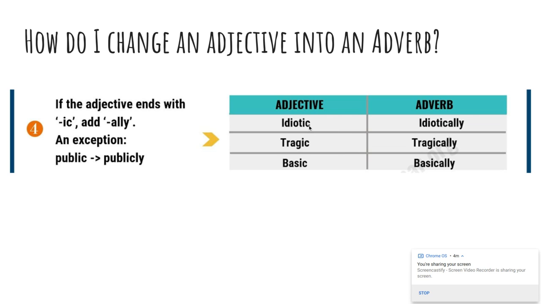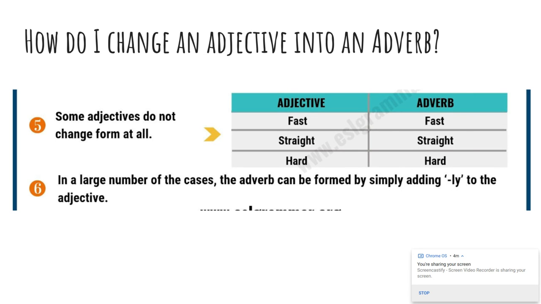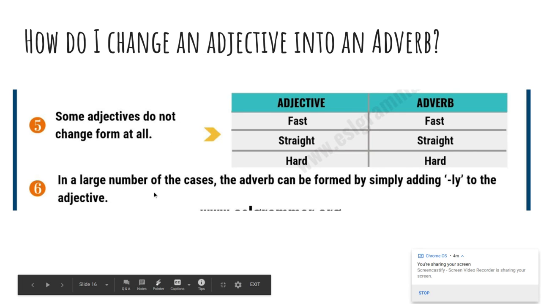Now, if the adjective ends in ic, like idiotic, tragic, or basic, we have to add ally. So it becomes idiotically, tragically, basically. And there are some adjectives that just do not get ly. They stay the same. Fast is still fast as an adverb, so is straight, and so is hard. But most of the time, we add ly.